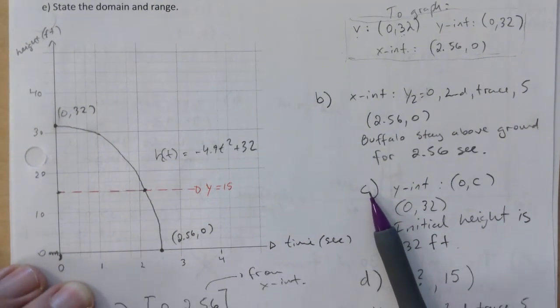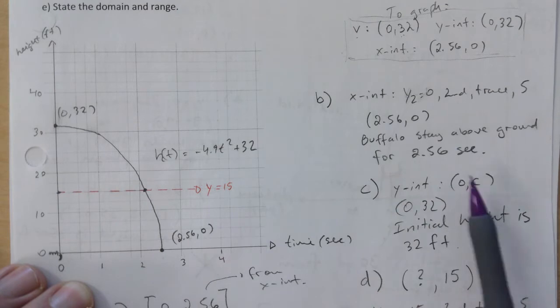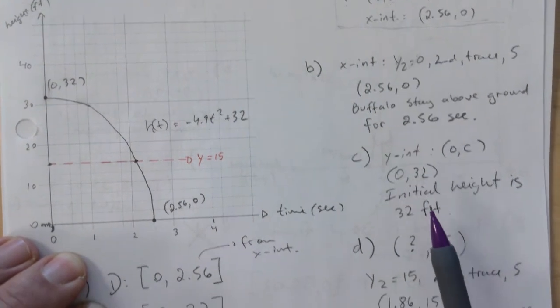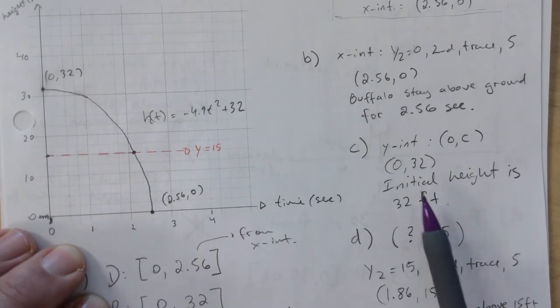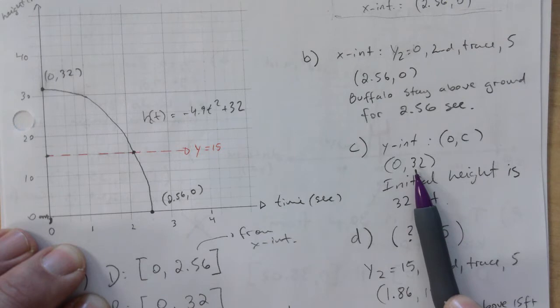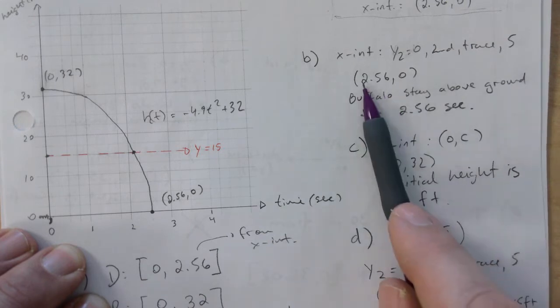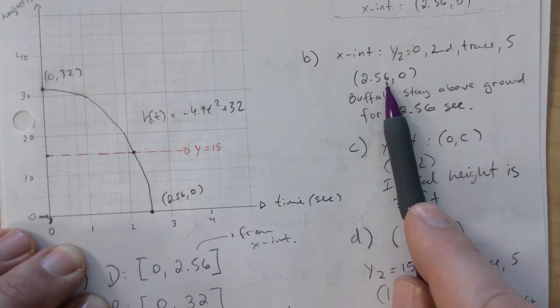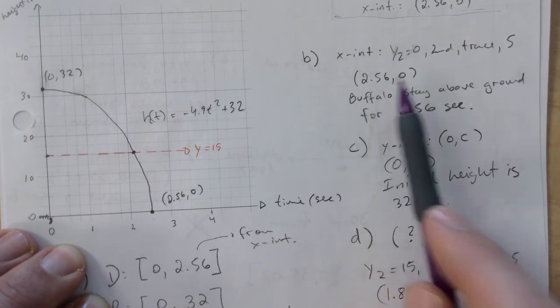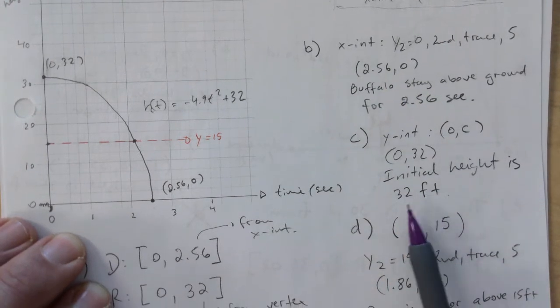That's my y-intercept, and that is 0.32. So the 32 is my initial height here. At time 0, you're at 32 feet. This is saying at time 2.56, you're going to be on the ground, right? So the pairs always tell you a story, right?